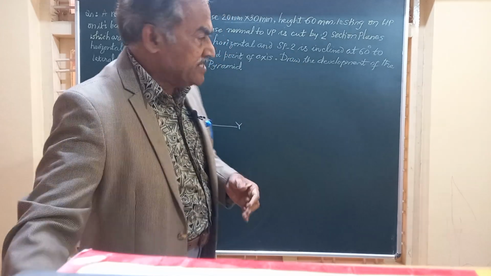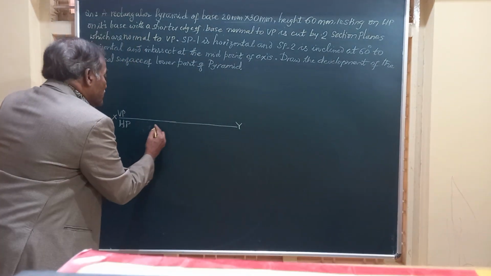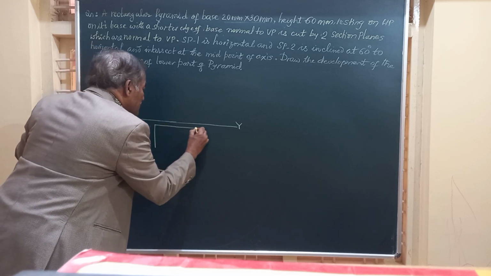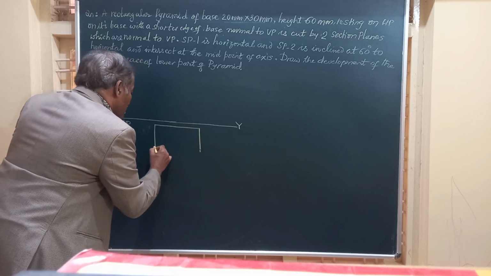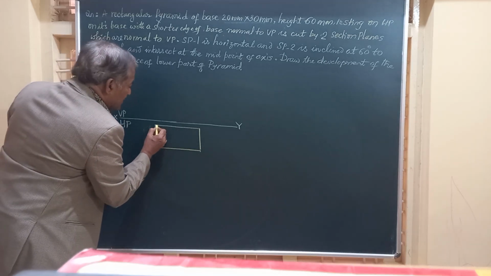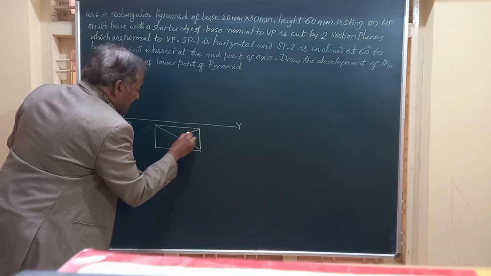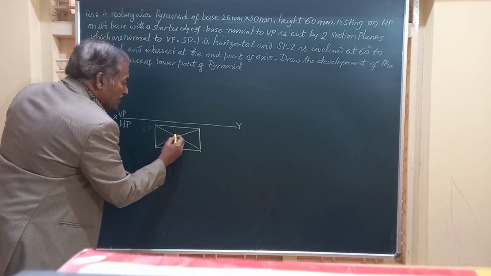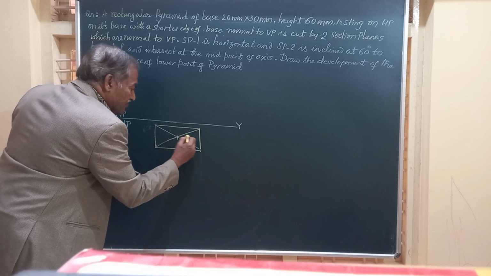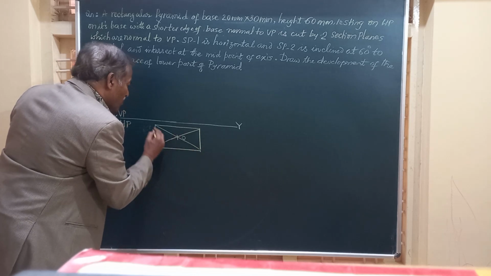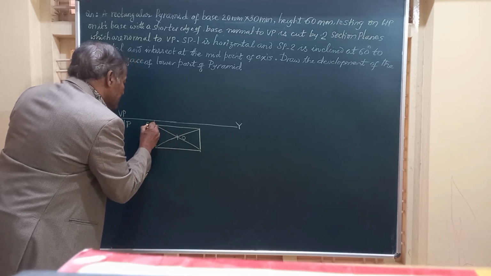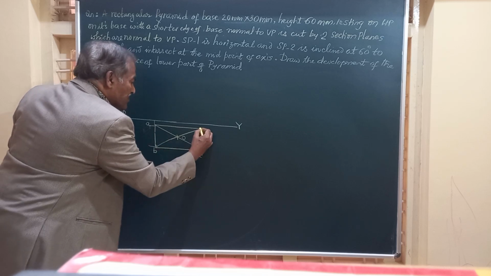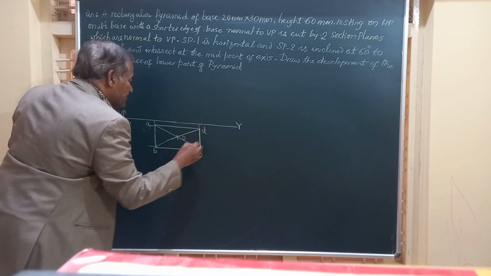So friends, let us write down the top and front views of the pyramid. This is the top view, a rectangle, and I am going to join these diagonals to obtain the center of the pyramid, or this O. We will mark this as A, B, C, D. This A, B, C, D represents the base of the pyramid.